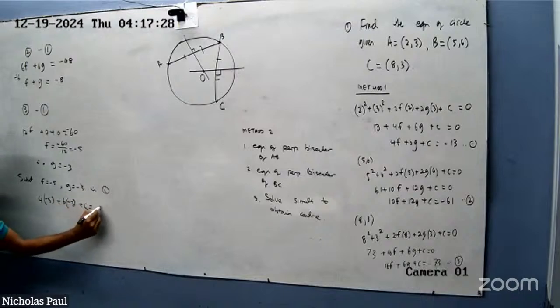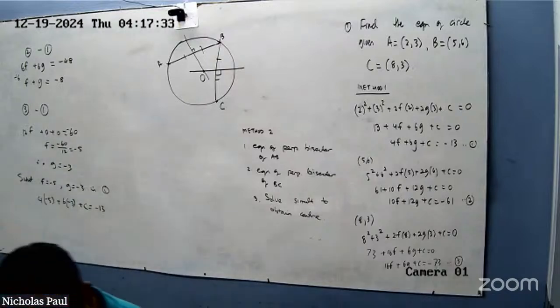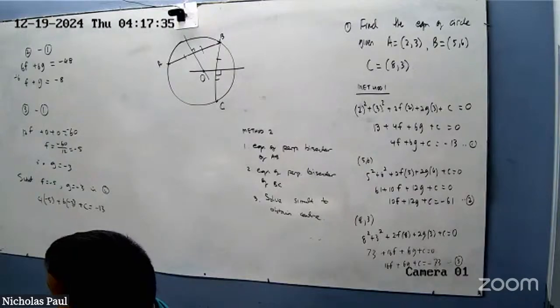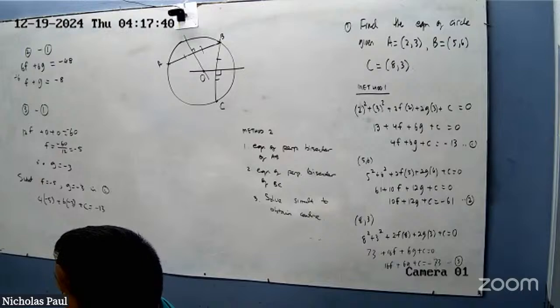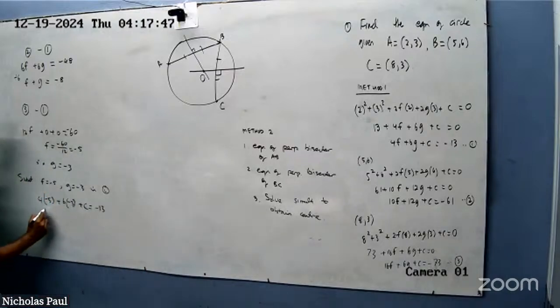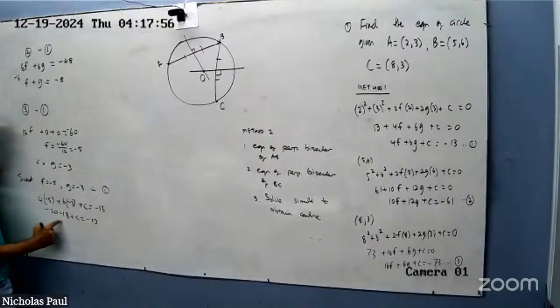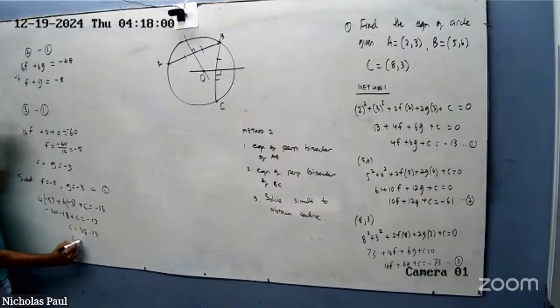to minus 13. Any questions online there? That's the multiple choice. Chelsea, you're okay? Yeah. And then you solve for c. This is minus 38. So c is positive 38 minus 13, which is 25.